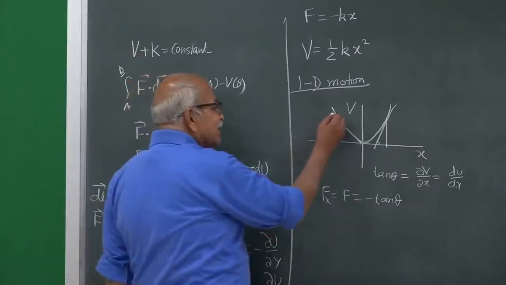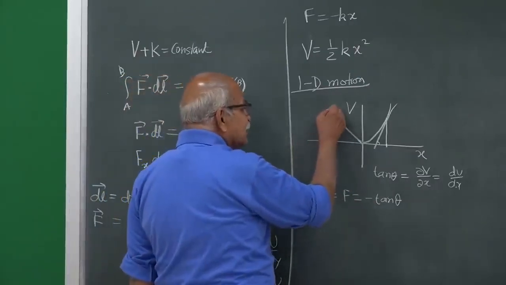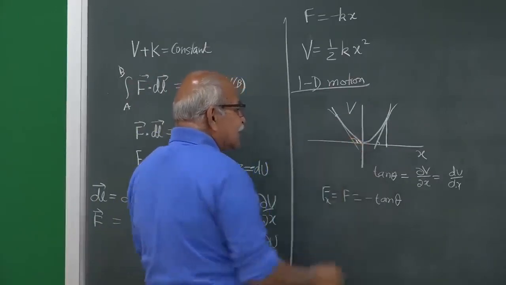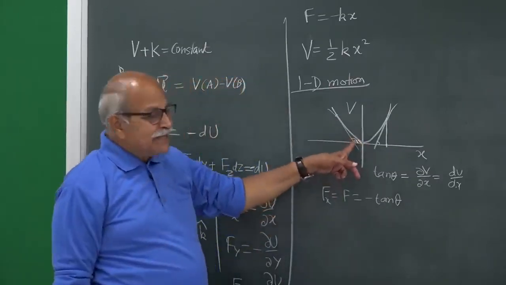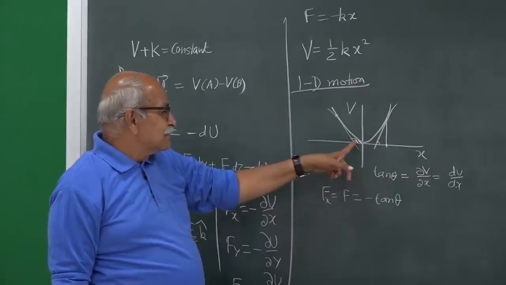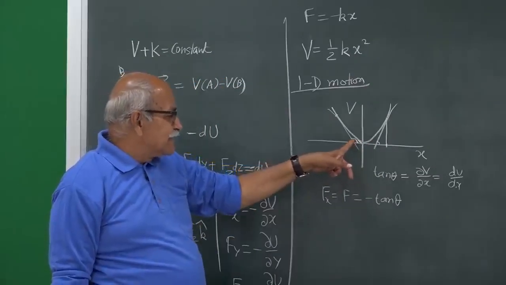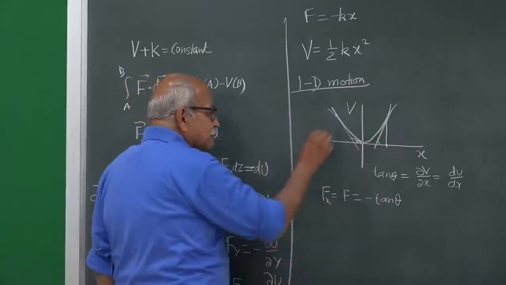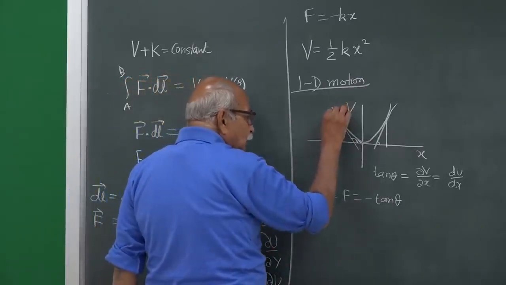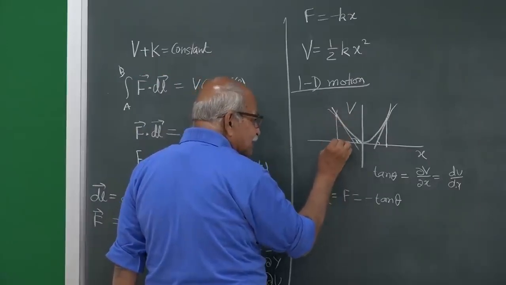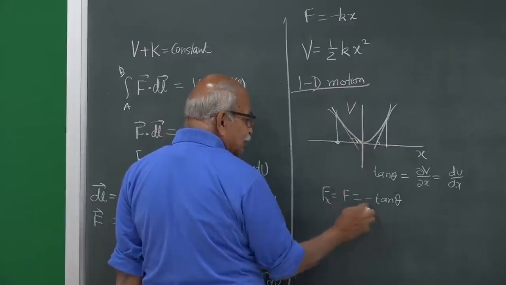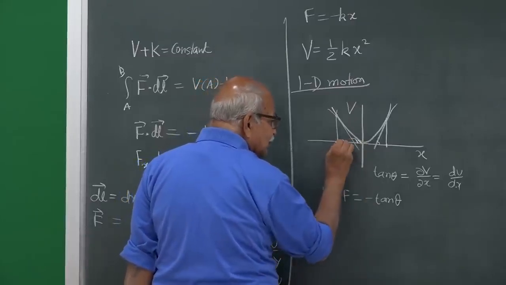Whereas, if the particle is here and if you draw the tangent, then the tangent is like this, the angle is more than 90 degree, an obtuse angle, and the value of tan theta will be negative, and therefore the force will be positive. So, if the particle is somewhere here, then tan theta is negative, force is positive. So, force is in this direction.